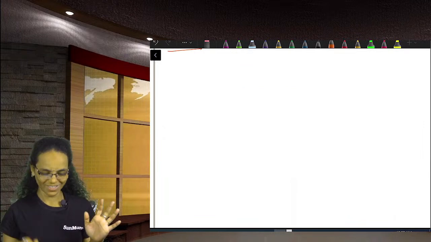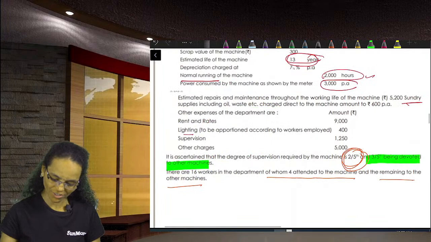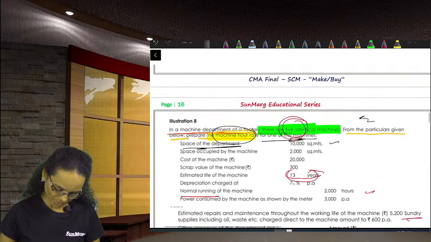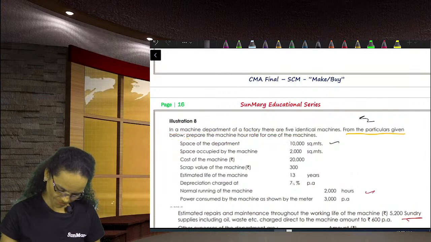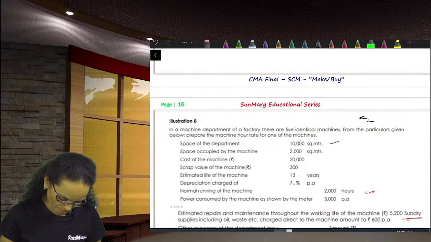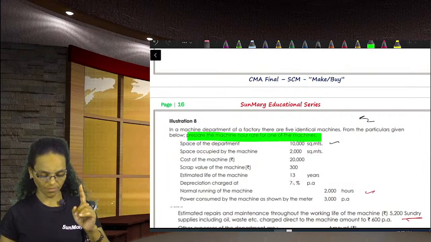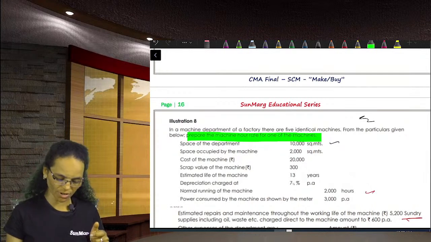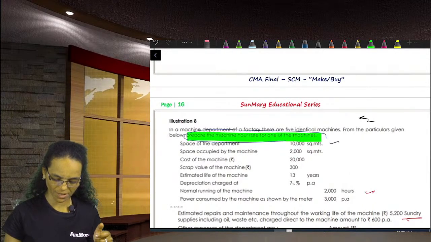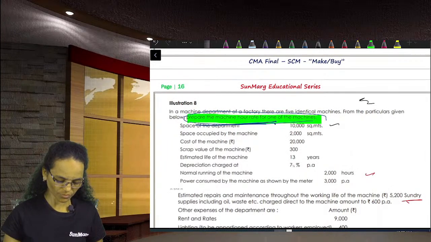We have read the question, but what is the question? Once again we will come back. What do we need to find out? See what we need to find out. This one: prepare the machine hour rate for one of the machines. So we need to prepare the machine hour rate. That is the question. Apart from this, everything is information. This is the only question.